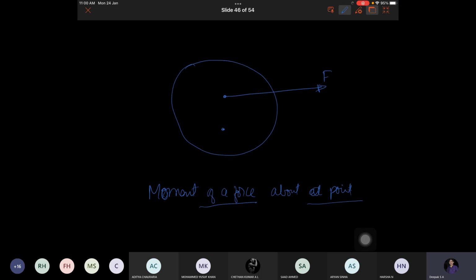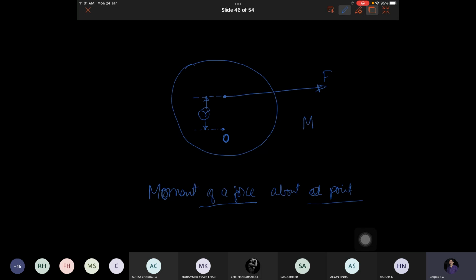So now force is here, a point O is here. If I want to take a moment about this point, I need to extend the line of action of the force and find the perpendicular distance between the force and the point. Let us say R. R is the perpendicular distance between the point where the moment is taken, which is O, and the force F.